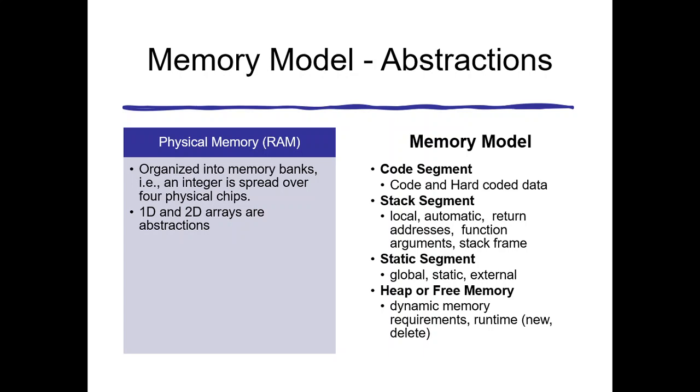So if inside your code you say const int a is equal to 5, so now this variable a and this data 5, it is stored in the code segment. This is hard coded data. This becomes part of your machine code. Any data that you initialize inside your code, okay? So that becomes part of your code segment.